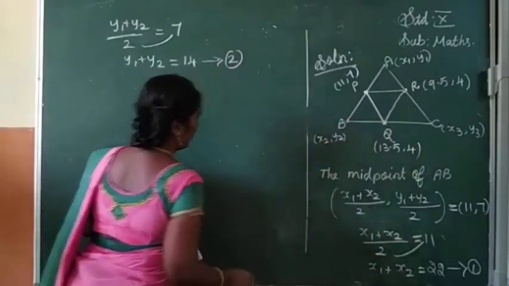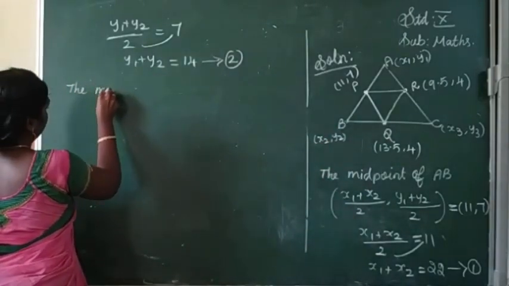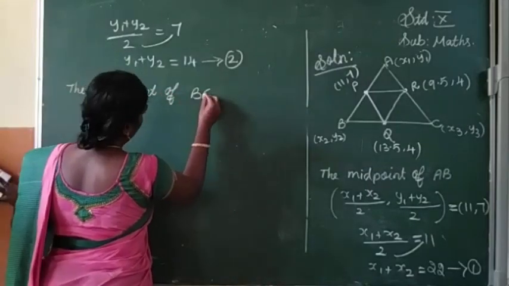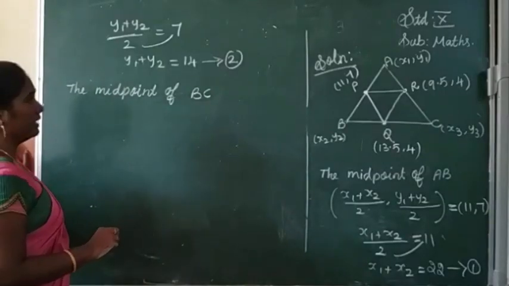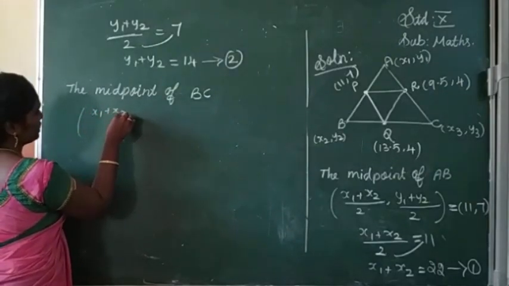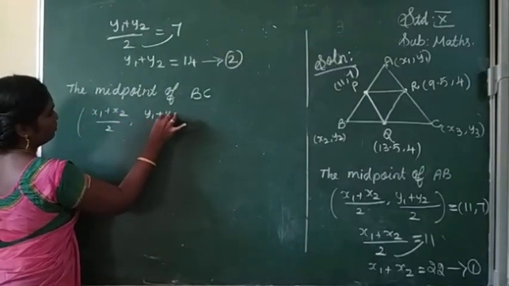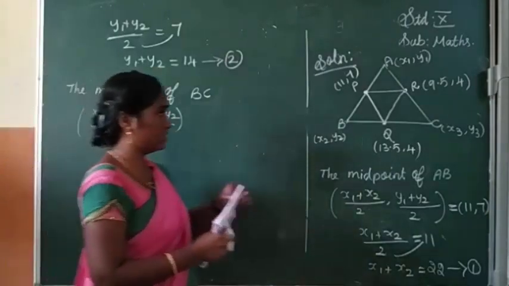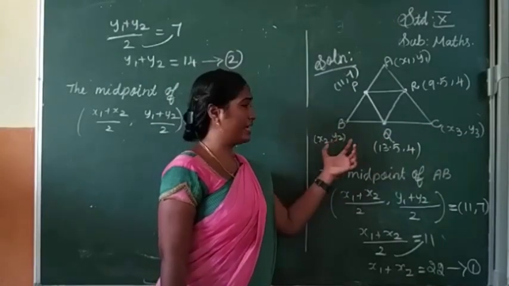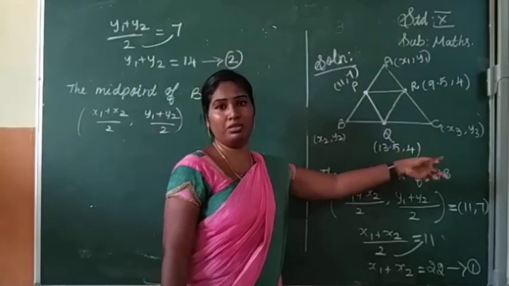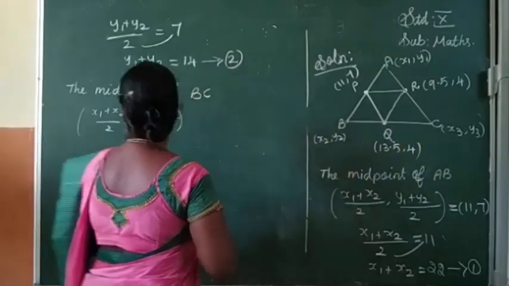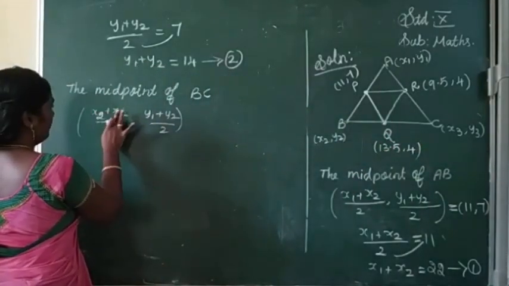Then move to the next side, the midpoint of BC. Just listen carefully. The midpoint formula is only one: (x1 plus x2) by 2 comma (y1 plus y2) by 2. Don't write now. Here you just see the coordinate names: here x2, here x3. They didn't give the x1 value, so just interchange the variable names. The formula is the same, you just interchange the variables because we don't have x1 here. So you change this to x2 and x3.